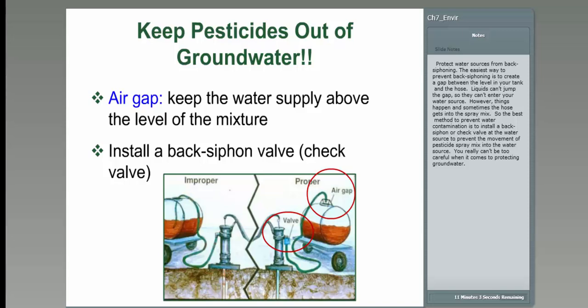However, things happen and sometimes the hose gets into the spray mix. So the best method to prevent water contamination is to install a back siphon or check valve at the water source to prevent the movement of pesticide spray mix into the water source. You really can't be too careful when it comes to protecting groundwater.